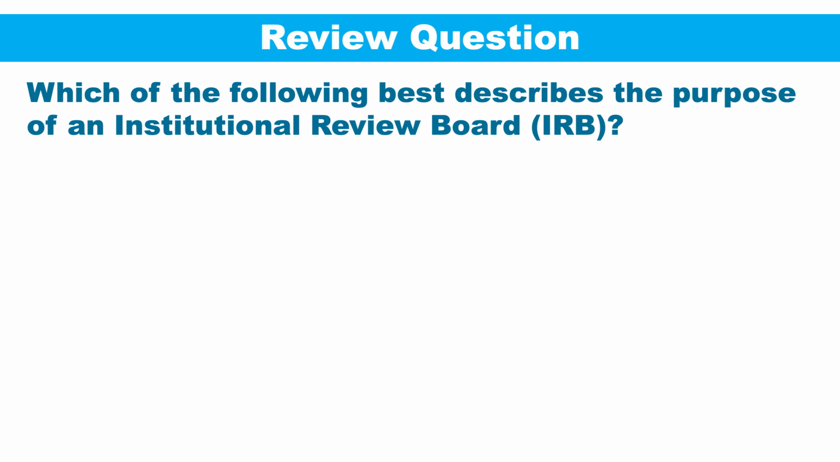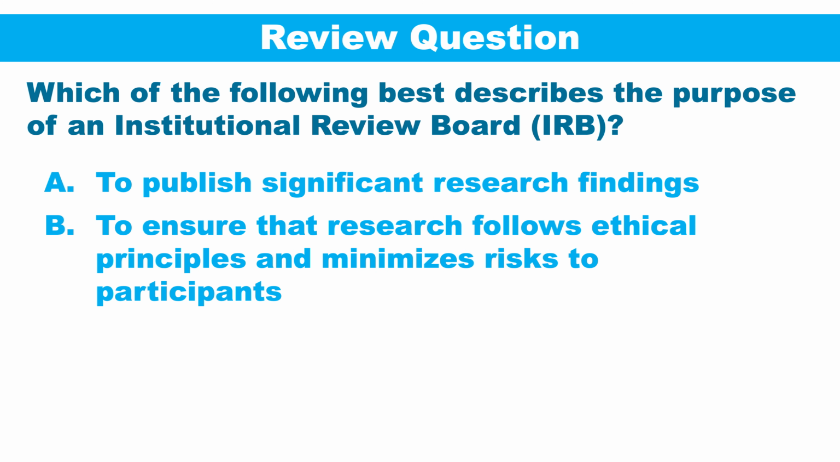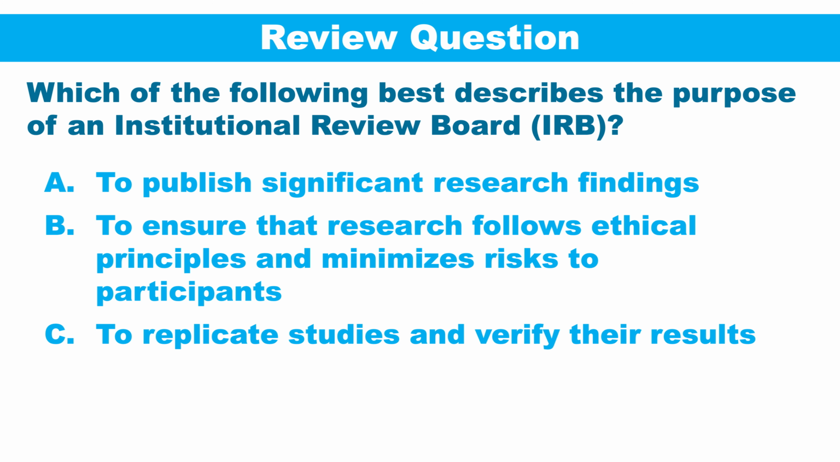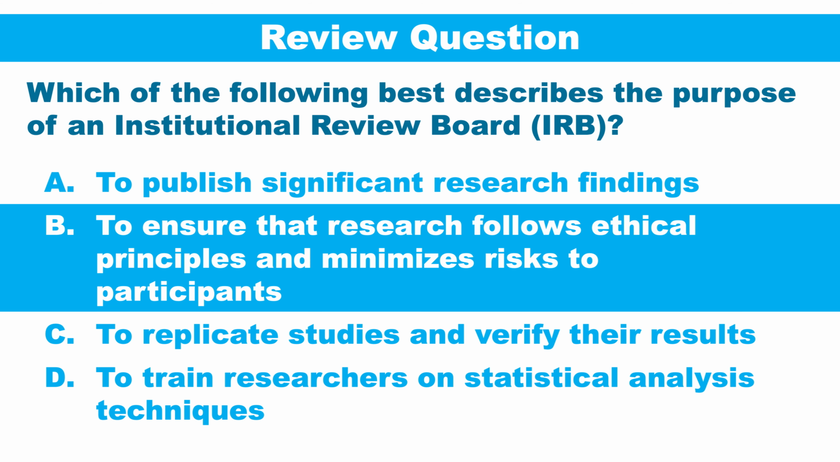Let's finish up with a bit of review. Which of the following best describes the purpose of an institutional review board, or IRB? A, to publish significant research findings. B, to ensure that research follows ethical principles and minimizes risk to participants. C, to replicate studies and verify the results. Or D, to train researchers on statistical analysis techniques. The correct answer is B. IRBs ensure that studies are ethically sound and that participants are protected.